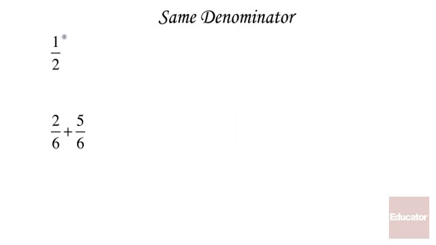So right here, this is a fraction. The top number 1 is called the numerator. So this number right here is called the numerator. And then this bottom number, the 2, is called the denominator.